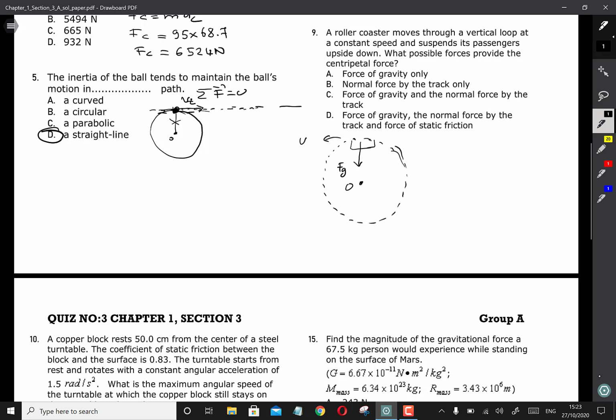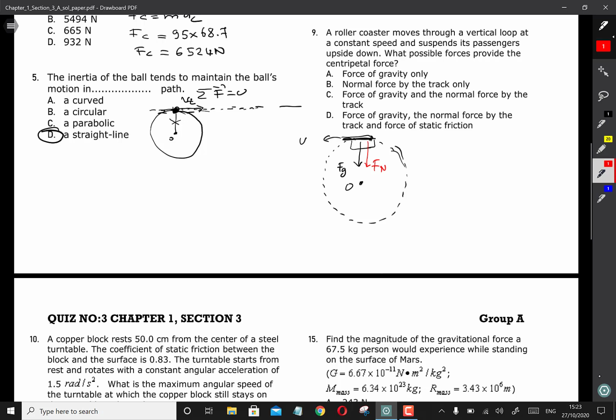The second force: there is a surface in here. Of course, there must be extra reaction forces. So there must be a track. The track must also apply a force on the car. The car is pushing the track up. The track is giving a reaction down, which is known as normal force, the normal force by the track. Both are pointing to the center.